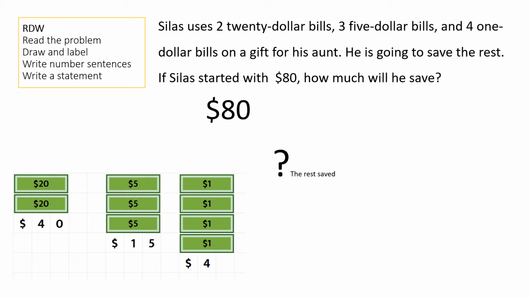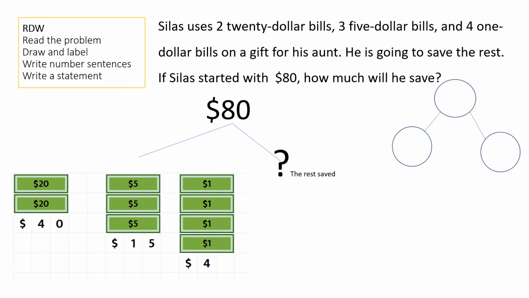So if we look at this problem, what we're trying to do is find a missing part. We know that the whole, what Silas started with, was $80, and we know that one of the parts is how much he spent on his aunt, which is $59, and what we're trying to find out is this other part, the rest of the money that he saved.